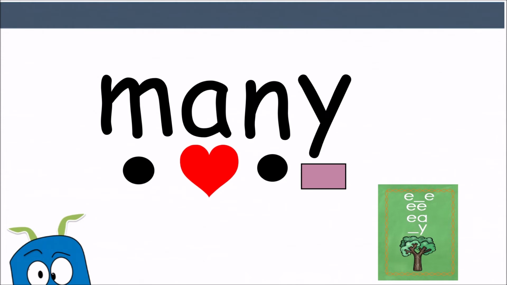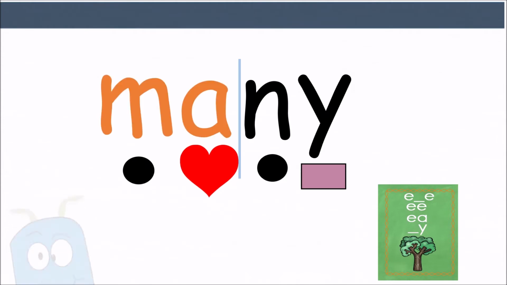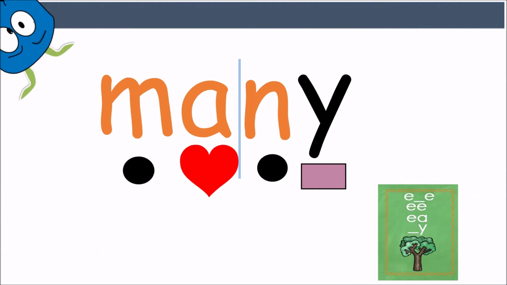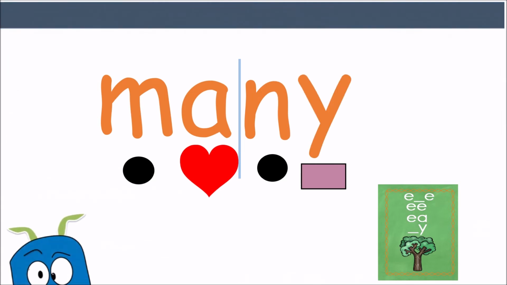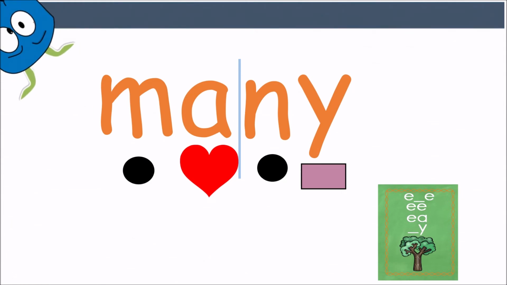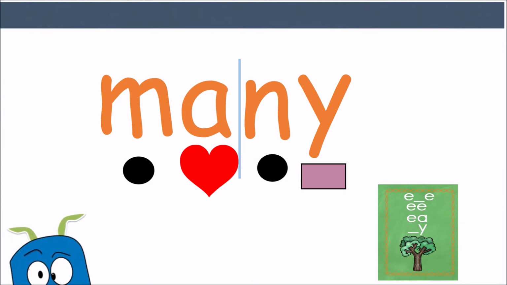Many. The A in this word is making a short E sound. And the Y is making an E sound because this is a 2-syllable word. Many.